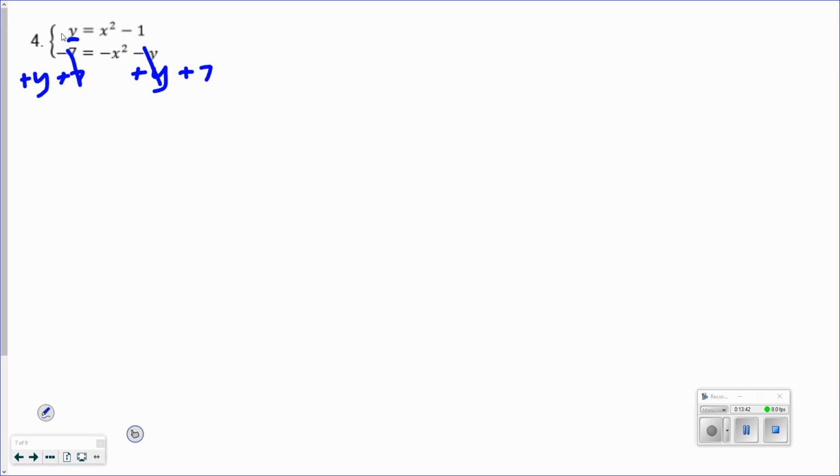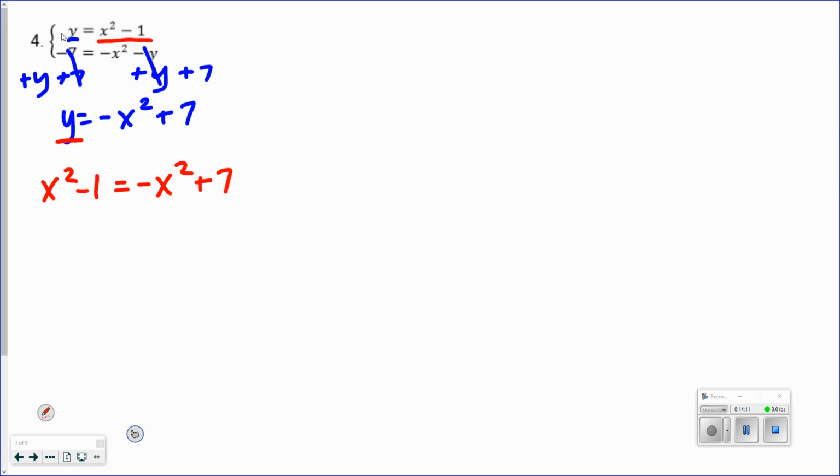So x squared minus 1 equals negative x squared plus 7. And then I'm going to solve. Well, in order to solve this, I have to get this equal to 0 because of the power of 2. So I would add x squared to both sides and subtract 7 from both sides. So x squared plus x squared gives me 2x squared. Negative 7 plus negative 1 is negative 8 equals 0.